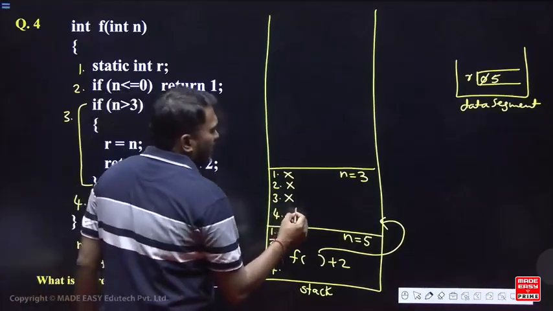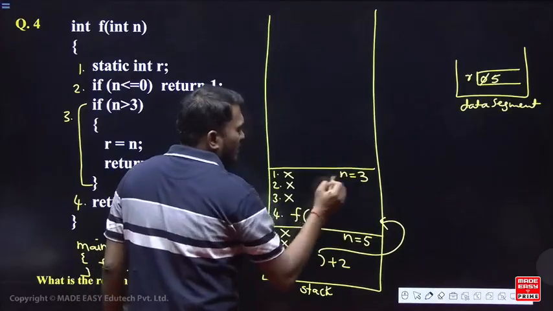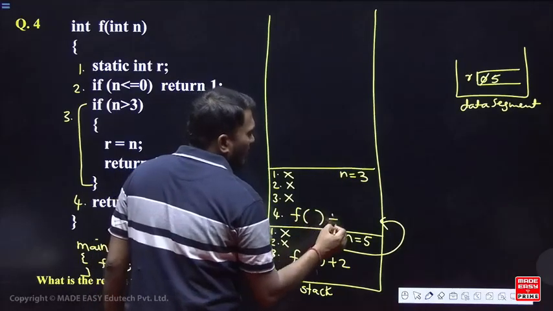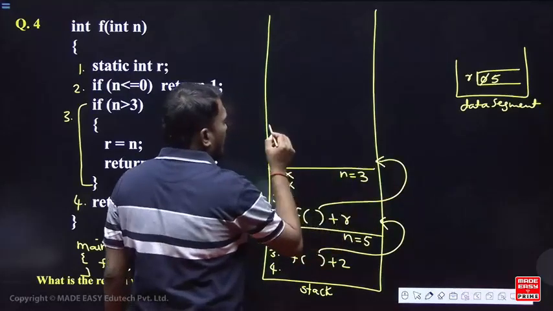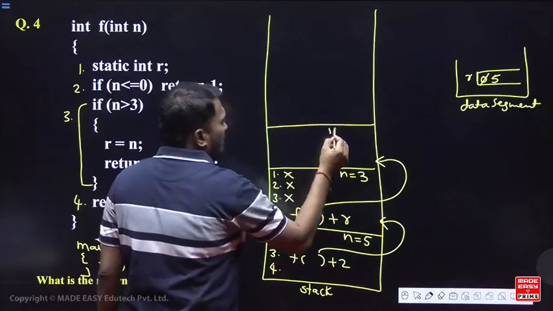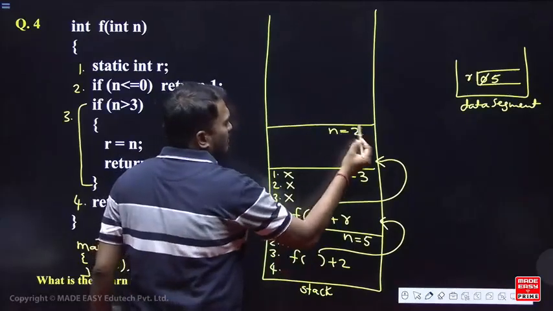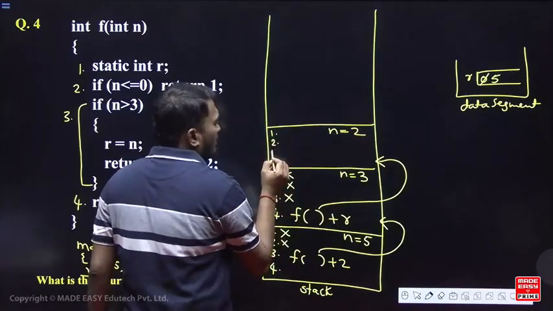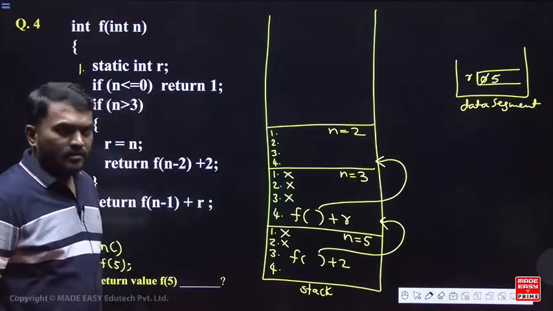F of n minus 1. Listen here, f of n minus 1. n value is 3, so 3 minus 1 means f of 2 plus r. I am writing r here. So you are recursively calling the function f by passing n minus 1. n value is 3, so 3 minus 1 is 2. And again you will have 1, 2, 3, 4 statements.